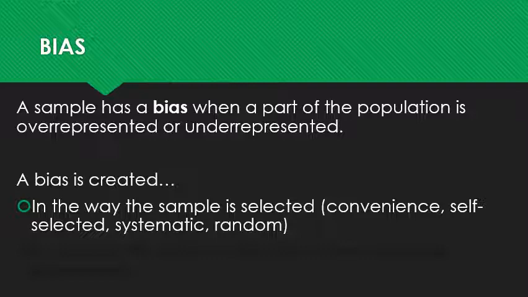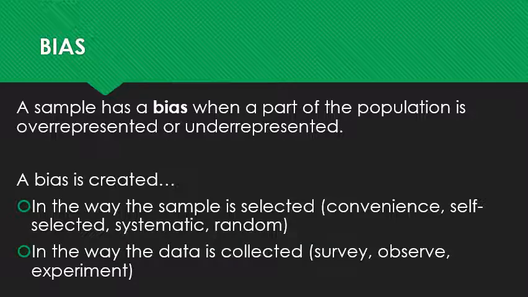Especially the self-selected one is going to have the most bias, because those were people who volunteered to do the study, so they might have an agenda or a reason why they volunteered. They're more likely to put bias into the study. You can also get bias in the way the data is collected, the survey, the observation, the experiment, like the observation one that I talked about before. If the way the observers are observing somehow affects the behavior of the thing they're studying, then obviously that is now biased.